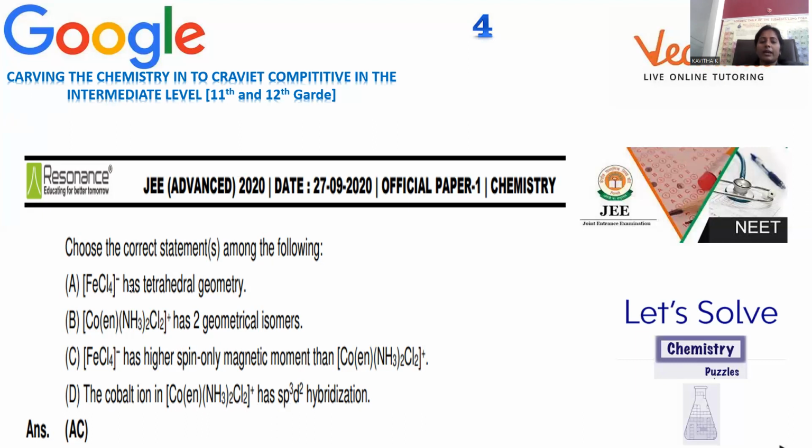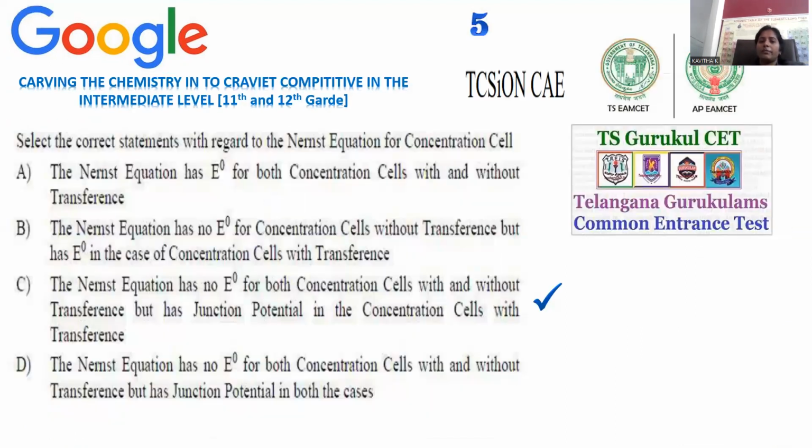So FeCl4 minus has tetrahedral geometry. This is correct only. For Co(en)(NH3)2Cl2 positive, two geometrical isomers is wrong. Three possibilities we have. FeCl4 minus has high spin, correct, and cobalt en having low spin, correct. So C is also correct. But d2sp3 is the possibility, but they mentioned sp3d2, so D is wrong. So among all, A and C are the only correct answers. For question number 4, A, C is the correct answer.